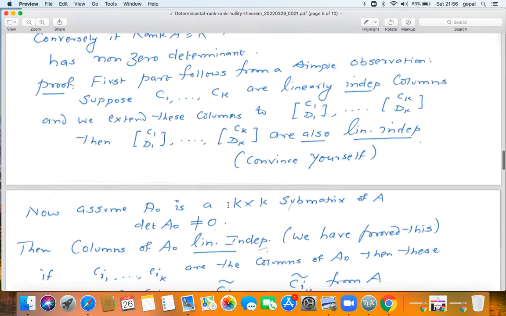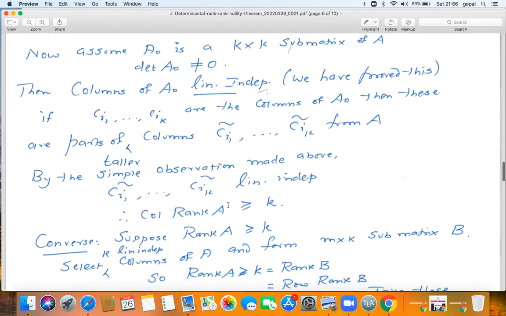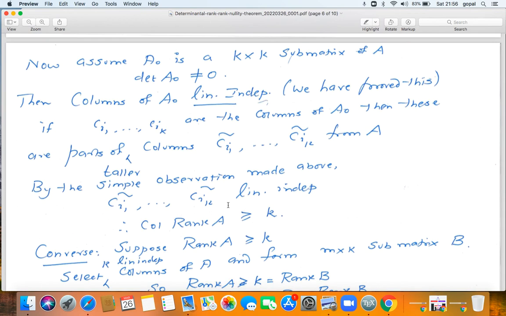Alright. So now let us assume that A0 is a k by k submatrix of A, and the determinant of A0 is non-zero. Remember that if the determinant is non-zero, then the columns are linearly independent. So the columns of A0 are linearly independent.